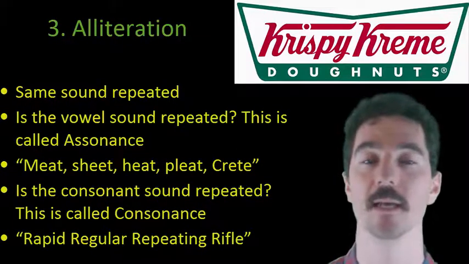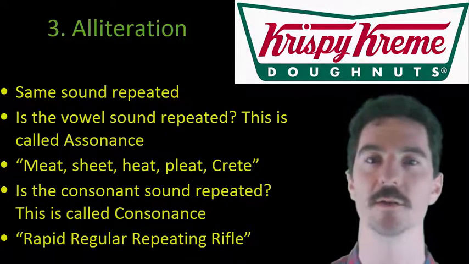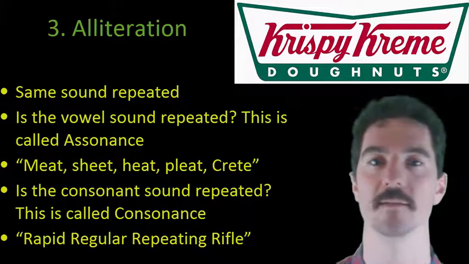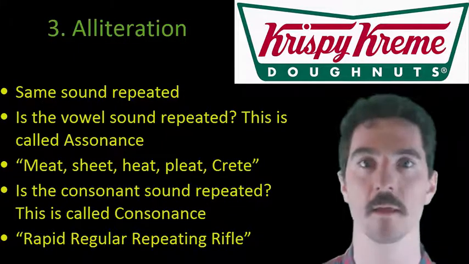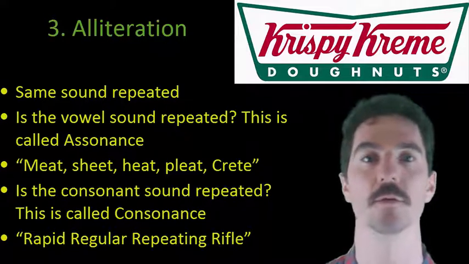The third technique and the easiest to find is alliteration, which is simply the same sound repeated. This could be a consonant sound such as S, S, S, S, or it could be a vowel sound such as E, E, E, E. The vowel sound is referred to as assonance, and the consonant sound being repeated is called consonance.